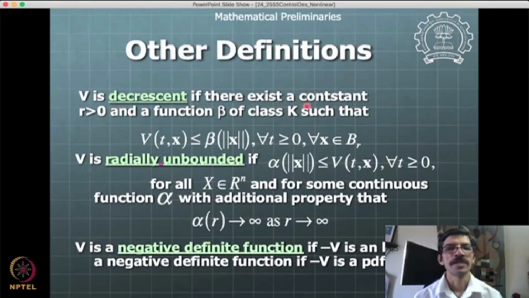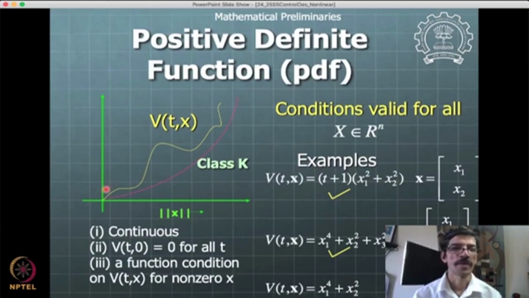V is a decrescent function if there exists a constant r greater than 0 and a function beta of class K such that V is less than beta. You remember that the class K function alpha was bounding this V from below, and now this is bounded from above. So V is always less than this beta, guaranteed for any time t greater than 0. So in time the function cannot go to infinity. That is the condition, that it is bounded from above also by a class K function, beta. That is what a decrescent function is.